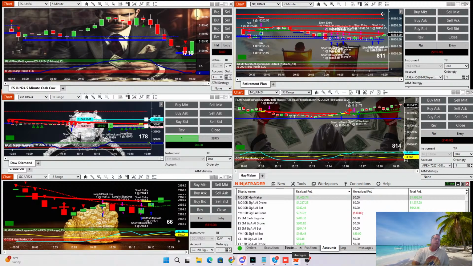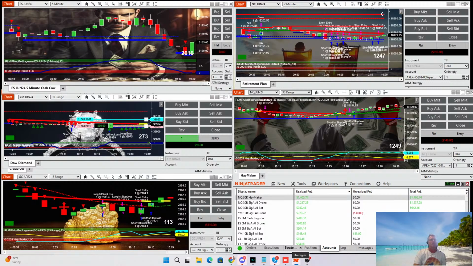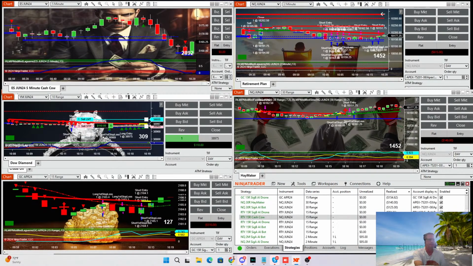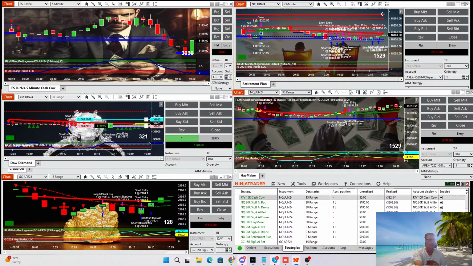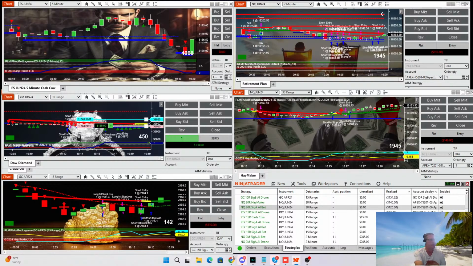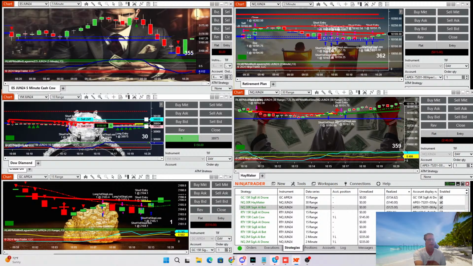But I try to stay out of the way because I tend to sabotage my own trading results when I interfere with it. This Apex 6 account, let me see what strategy I have it running in. I have it running in the Signal A AI bot.